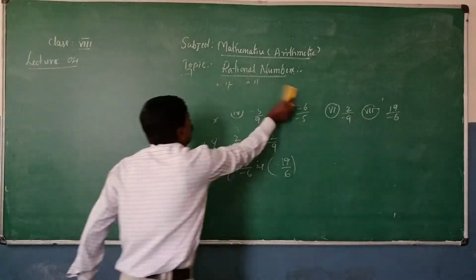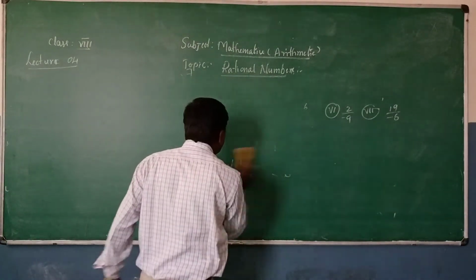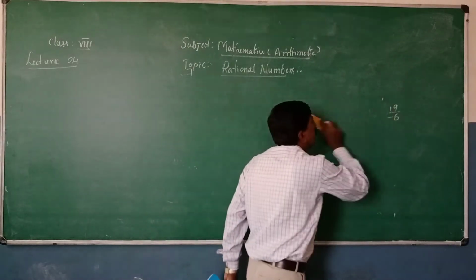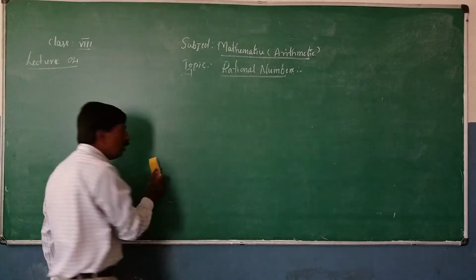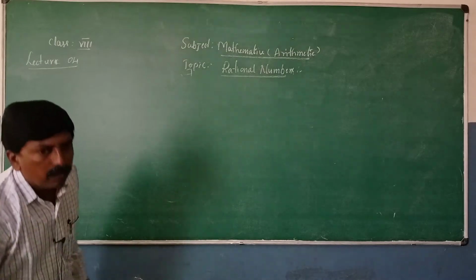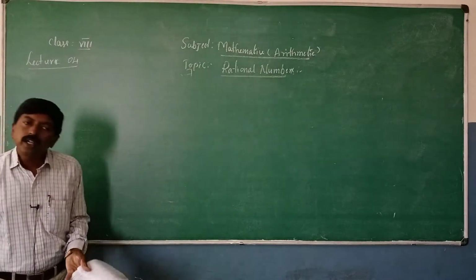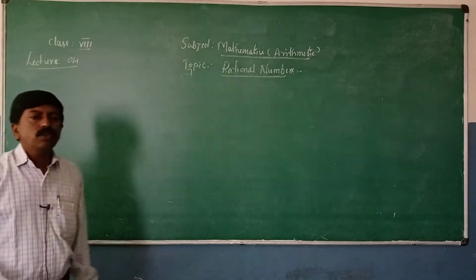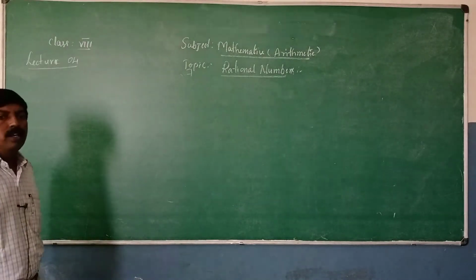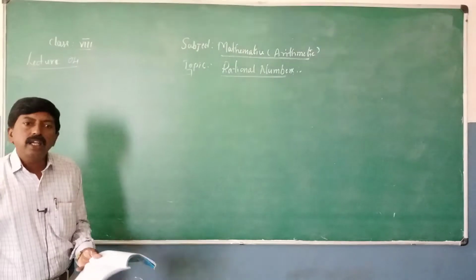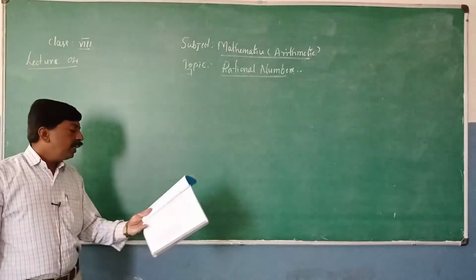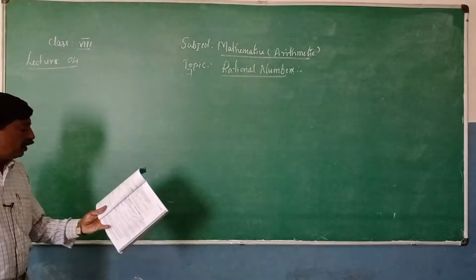Now the next one, I think all of you already know. What is additive inverse? Additive inverse is nothing but the sum of the two numbers is 0. That 0 is the additive identity element. So whatever fraction is given, the opposite sign number itself is the additive inverse.